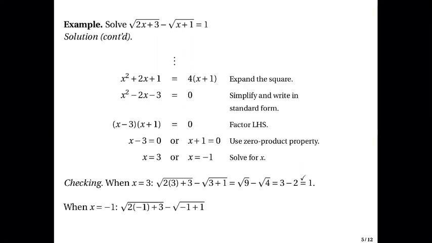And then, when x equals negative 1, you have square root of 2 times negative 1 plus 3 minus square root of negative 1 plus 1. So this guy here, it's just 0. The other guy here, 2 times negative 1, that's negative 2, plus 3, that's positive 1. And square root of positive 1, it's 1. So both of them are solutions. x equals 3 and x equals negative 1 are both solutions. So you may now box these two guys here.